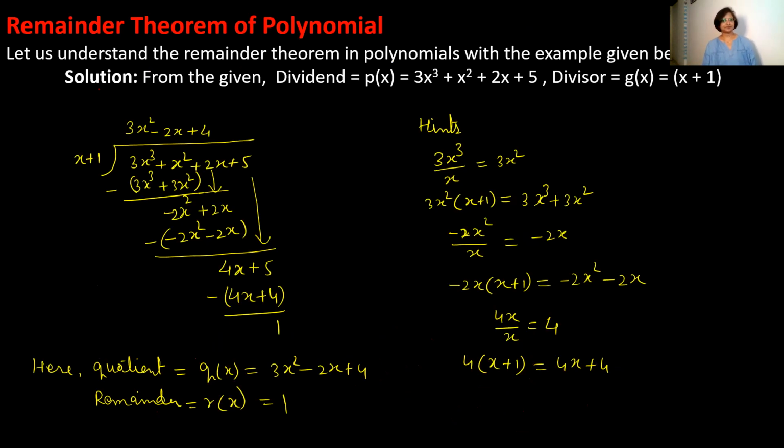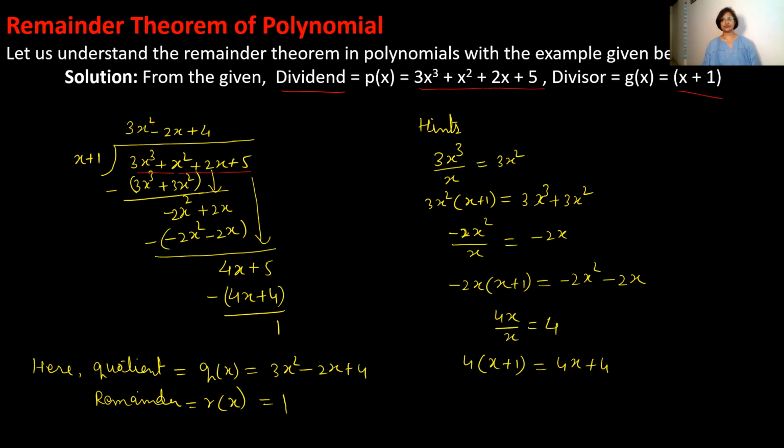Remainder theorem. Let us consider the remainder theorem of a polynomial with the example given below. Here, the dividend equals 3x cube plus x square plus 2x. I have written it in that form here: 3x cube plus x square plus 2x plus 5.